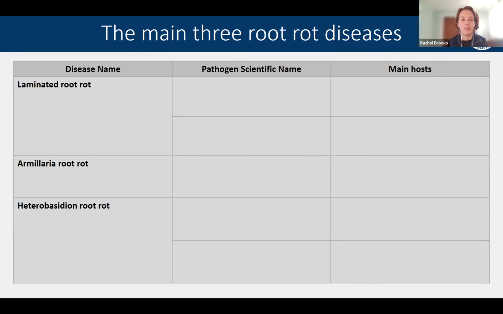Now, you may know these diseases by slightly different names because there's no one common name that everyone has agreed upon. And these also change in popularity over time, despite them referring to the same disease. So for example, laminated root rot is often called Phellinus root rot based off an older scientific name. Armillaria root rot is sometimes referred to as shoestring root rot. And Heterobasidion root rot is sometimes referred to as annosum root rot or annosus root rot.